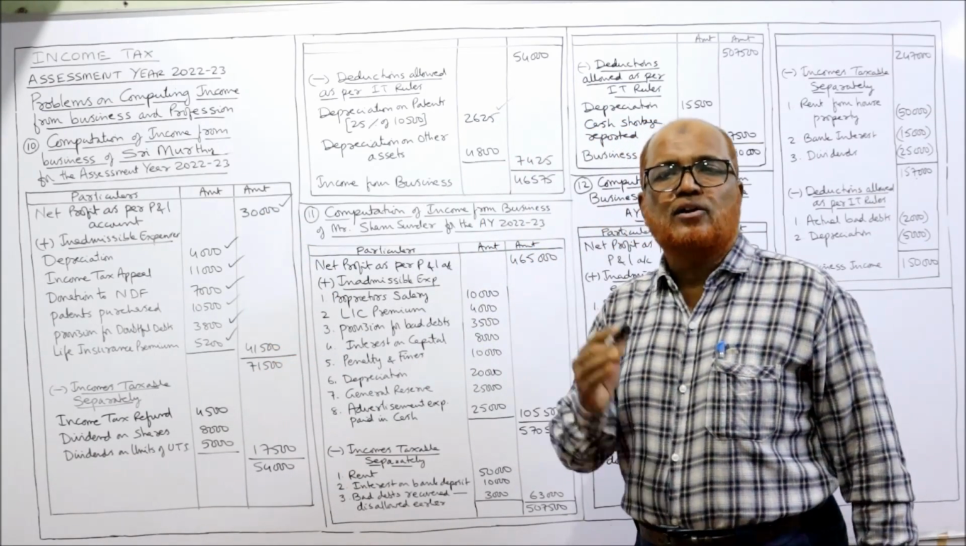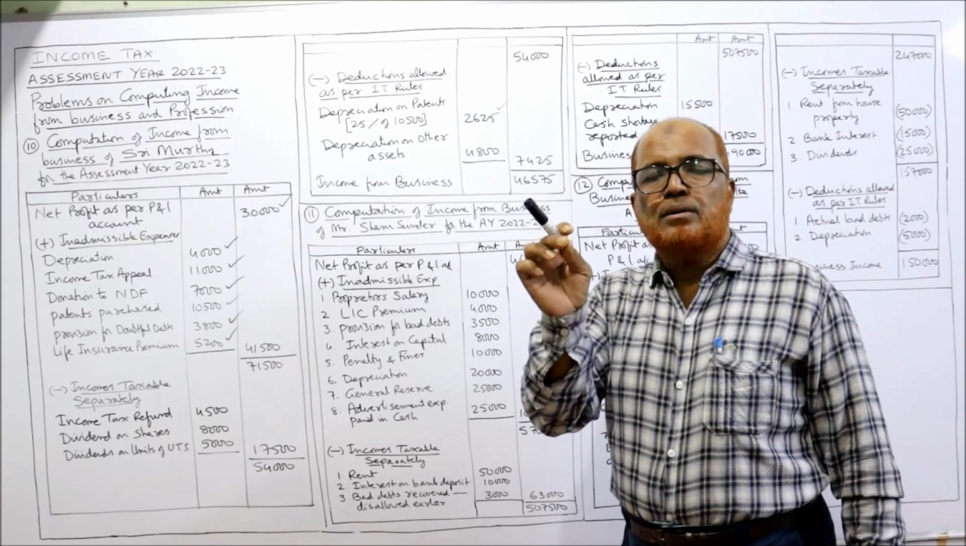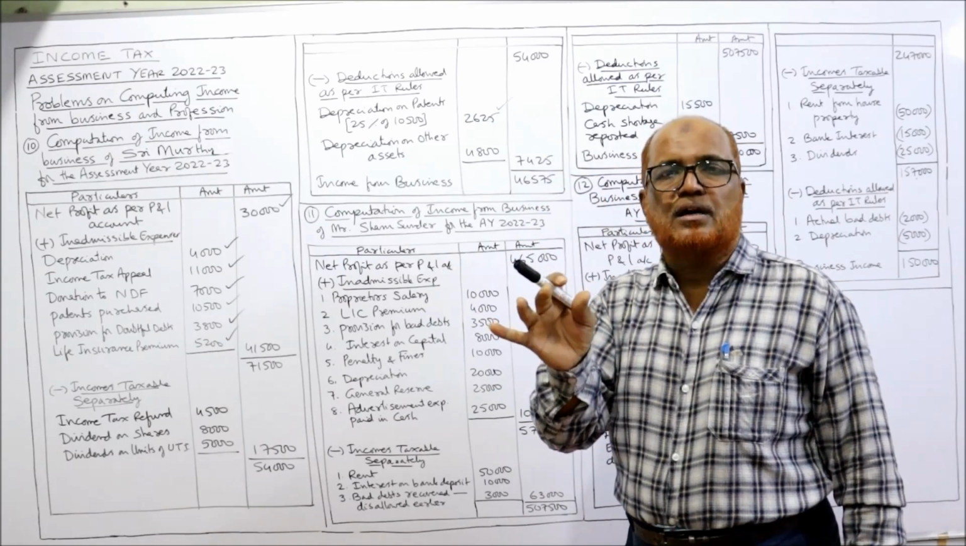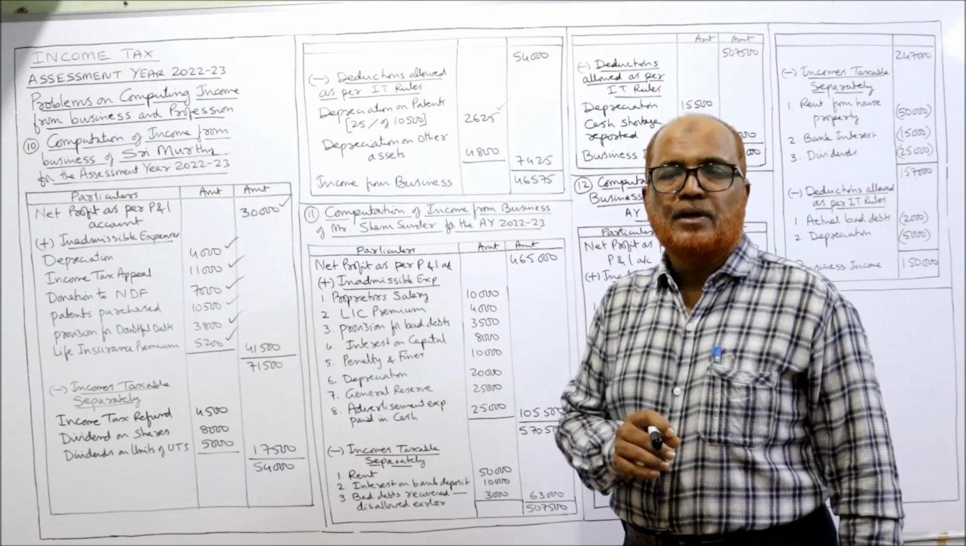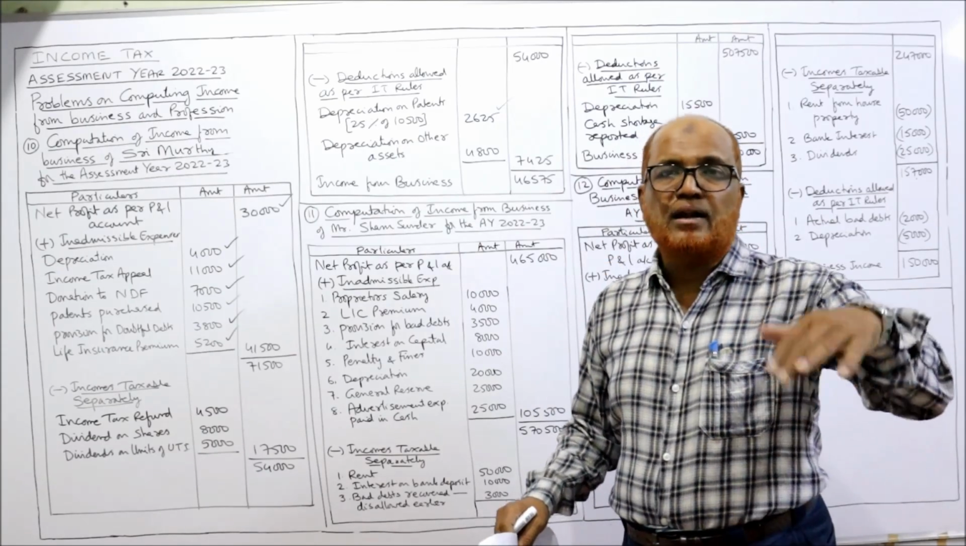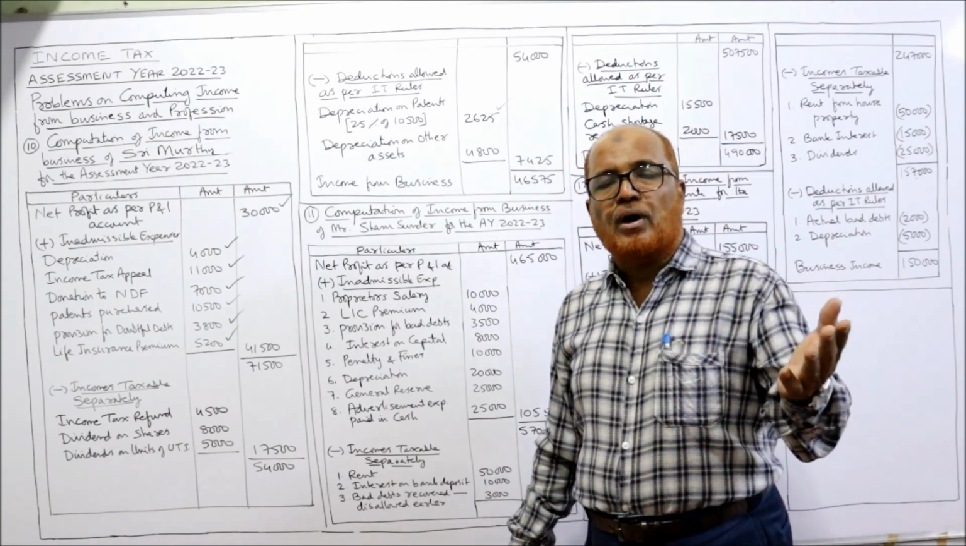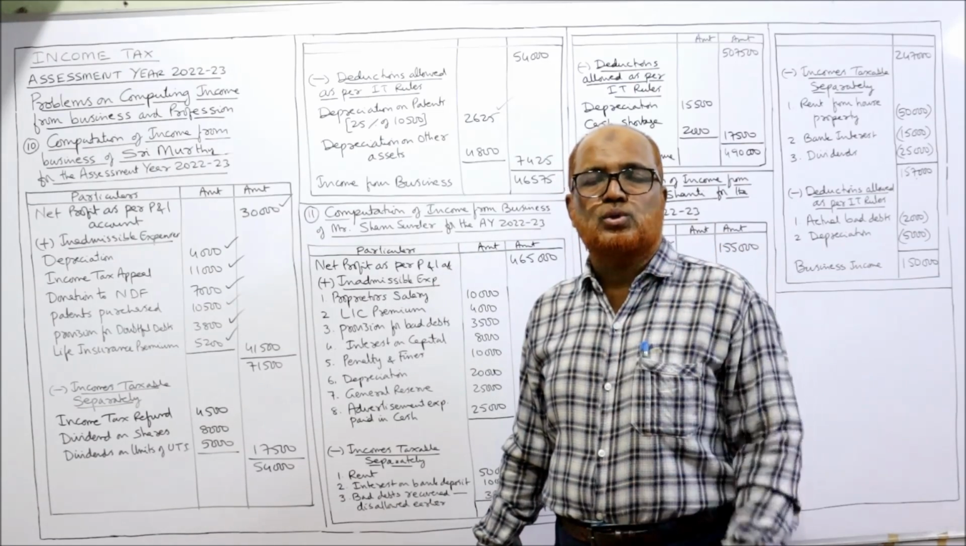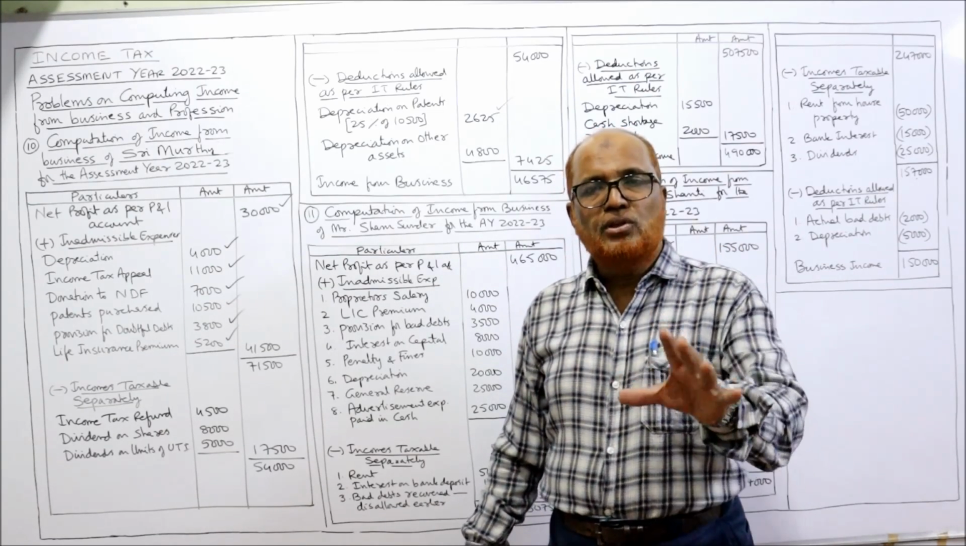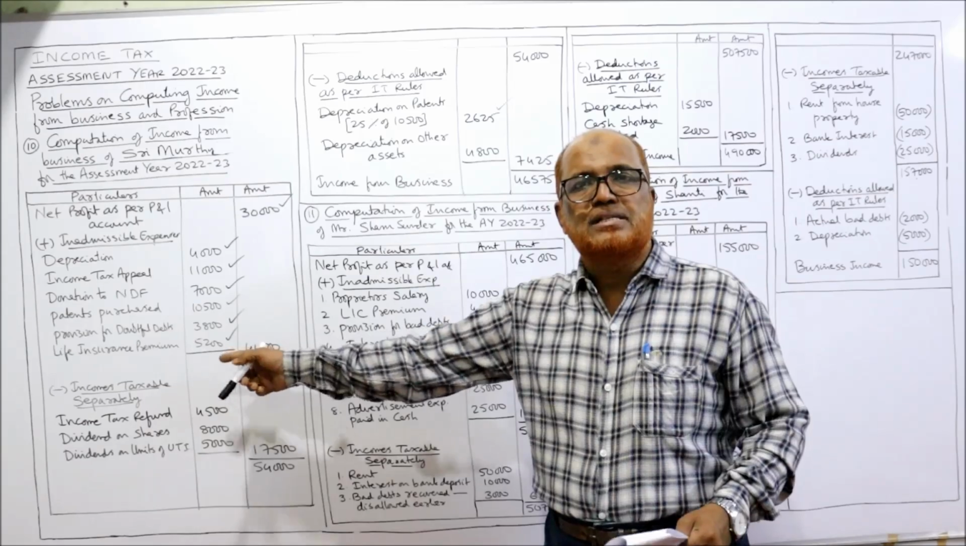Now, credit side of P&L account. The incomes which are not business incomes should be deducted. The incomes may be taxable under other heads like income from house property, capital gain, other sources, etc., which is not taxable under the head business income.